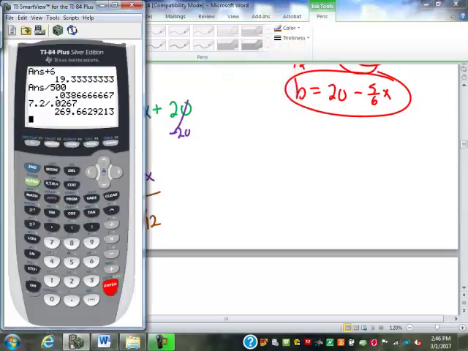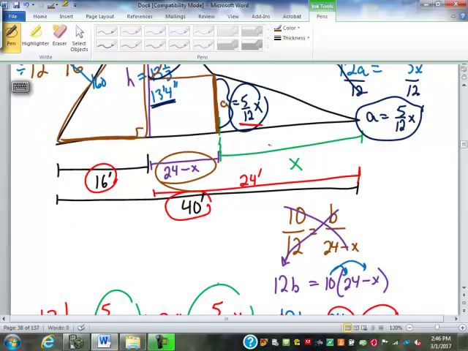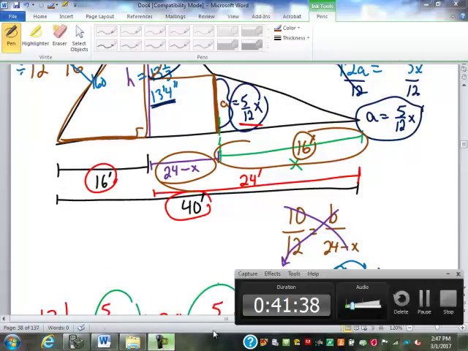I'm going to do this on the calculator for you to speed along because I know you guys want to get to your break. So 6 2/3 divided by 5/12. We get 16. So x here is 16 feet. So up here that's saying that this piece is 16 feet. Okay, it's that time, so I'll let you guys take your break. Let's come back about 2:50. Come back at 2:50.